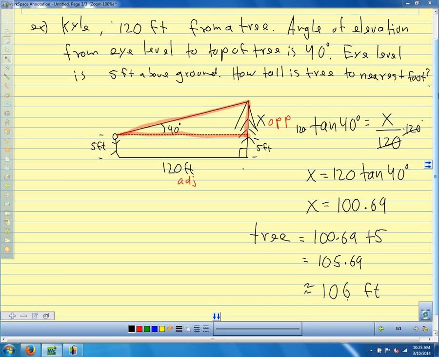So Kyle didn't have a mirror this time to use similar triangles, but he had his calculator, so he could find tangent of 40 degrees, and he was able to figure out that the tree is about 106 feet tall. Questions there? So once we drew our picture, then we're just back to using SOHCAHTOA and finding parts of triangles.